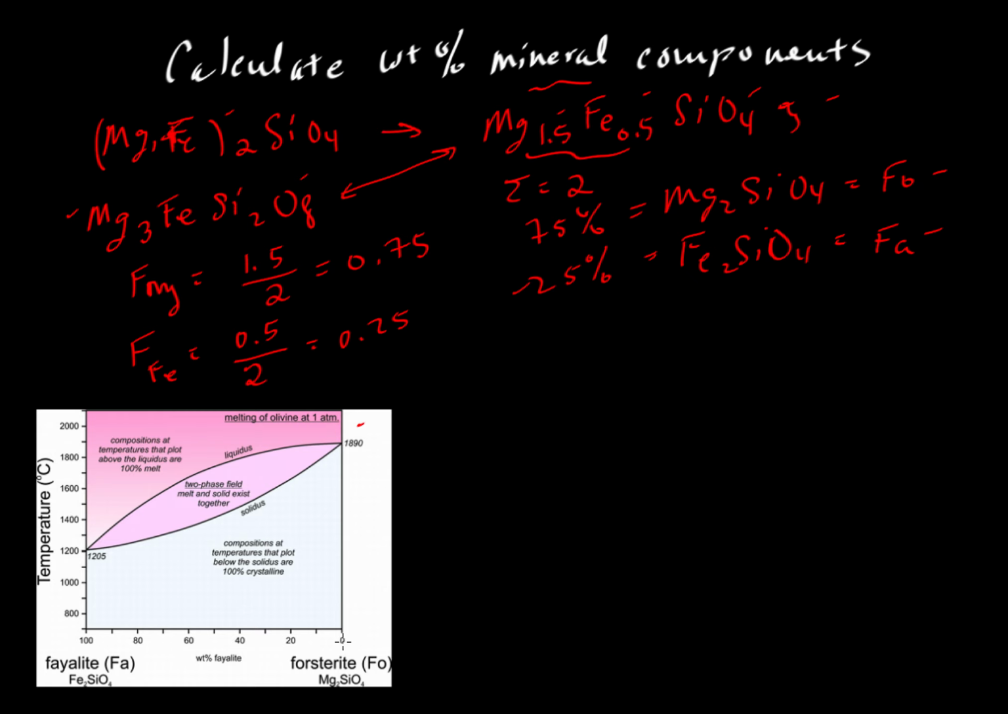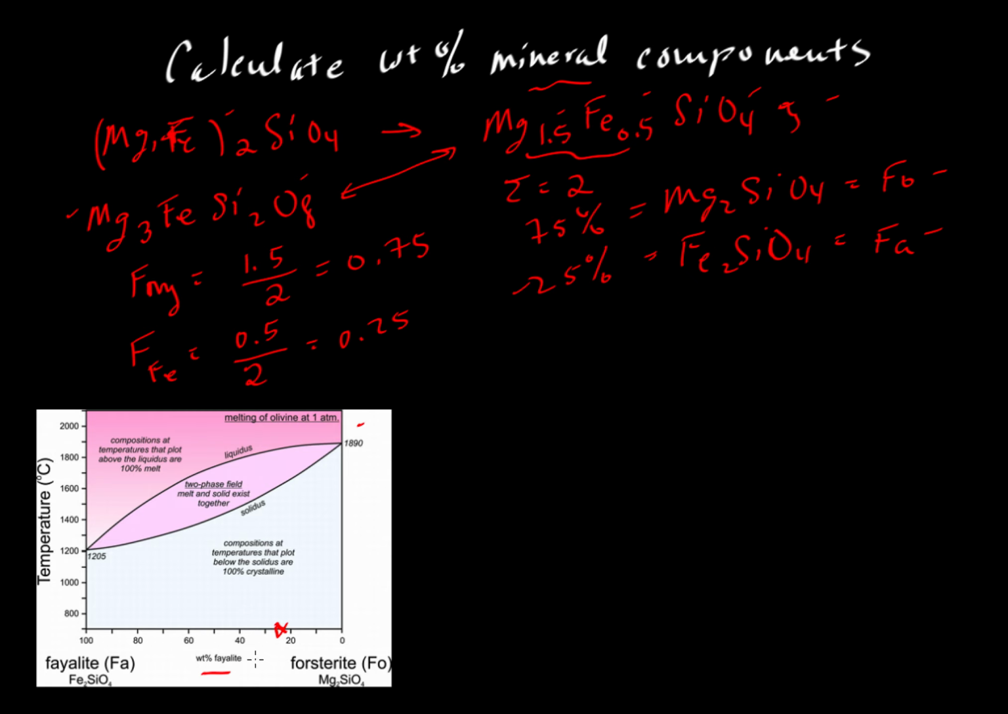So does that mean that we can come over to this phase diagram here and then plot these numbers? Well, not so fast. Take a look at this. This is the weight percent fayalite, not the molecular percent or atomic percent. It's the weight percent of fayalite. So we have 25% fayalite here. It starts over here at 100, and from left to right it goes down to 0. So 25% would be about there, but that's only on a molecular basis. So this is not the correct place to plot this particular mineral composition.